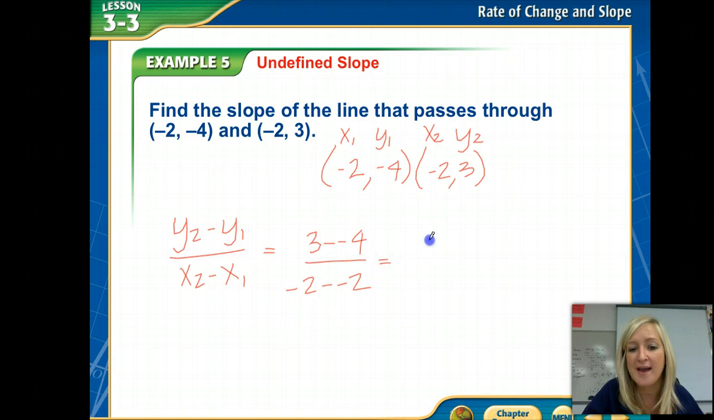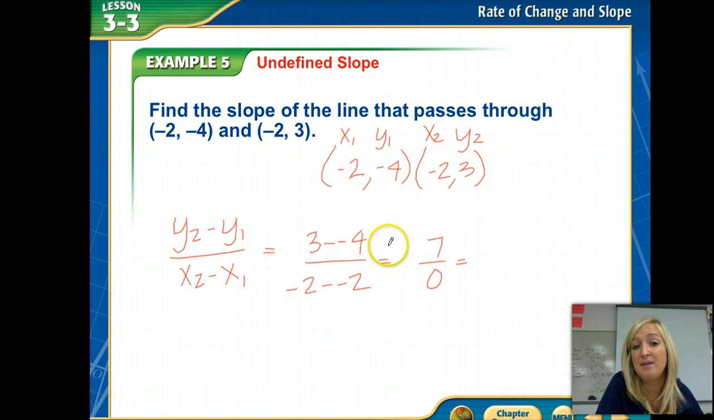Well, for this one, I get +7 over 0. Well, if you put 7 divided by 0 in your calculator, it would come up as an error. There is no number that can be divided by 0, so our answer is undefined.